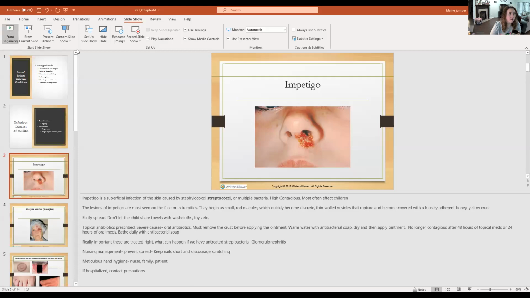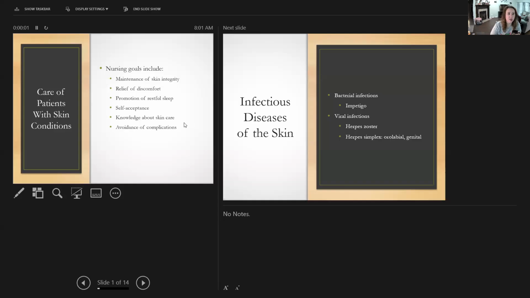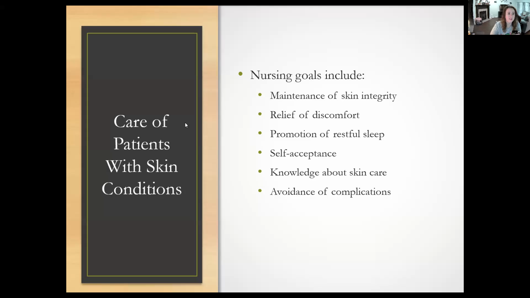And let's get started. So we're going to talk about care of the patient when they have an infectious disease or skin condition. So in general, with these patients, we want to make sure that we're trying our best to maintain skin integrity. They may not always be able to successfully keep the skin intact, but to maintain the integrity of the skin as best we can, because the skin is our first layer of defense. It's what keeps all the nasty stuff in the world out, right?